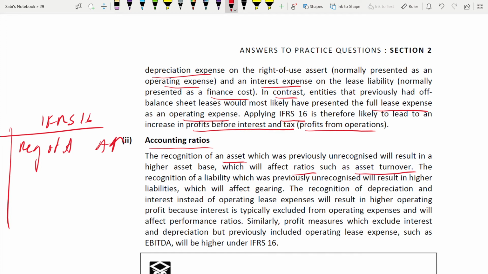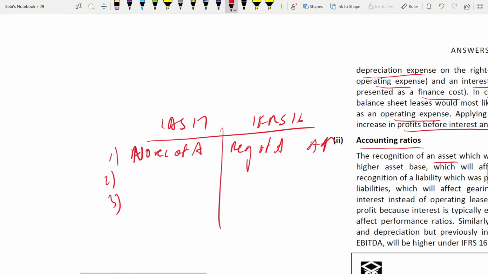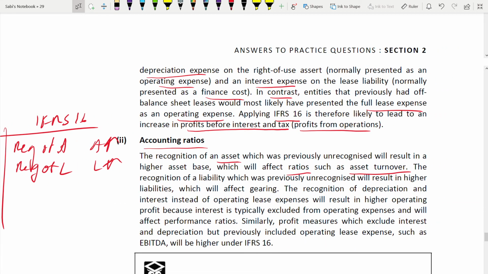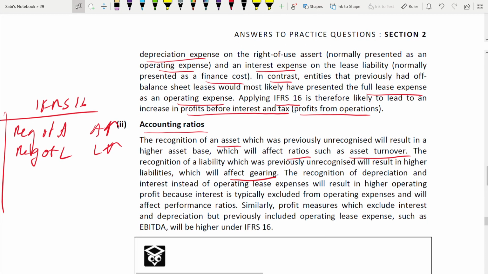Okay? Earlier, even liabilities were not recognized. No recognition of liability, recognition of liability. Because of this, what will happen? Liability will go up. So liability goes up means your gearing ratio will go up. You see? Affects gearing. So due to that, right of use asset and your liability, what happens?